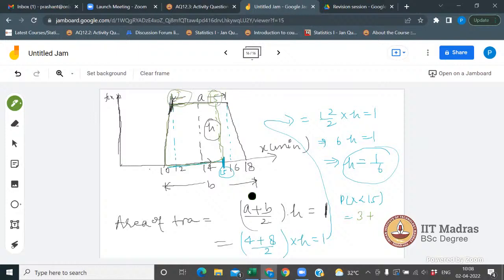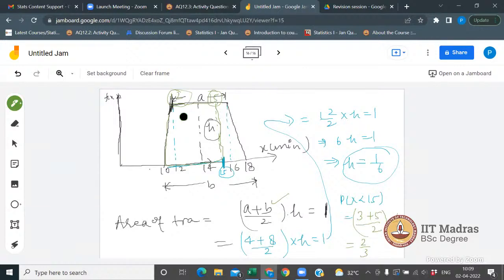A will be 12 to 15, and what will be B? 5. So 8 by 2 into height 1 by 6, that is 4 by 6, which means 2 by 3. Sir, but how did we take 3, sir?